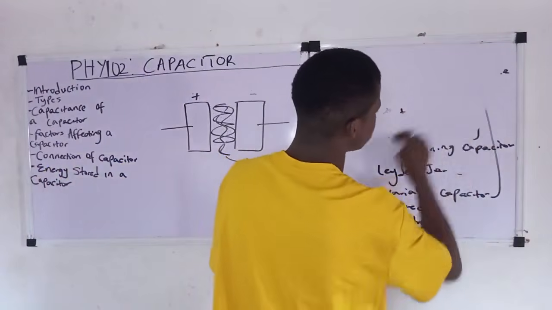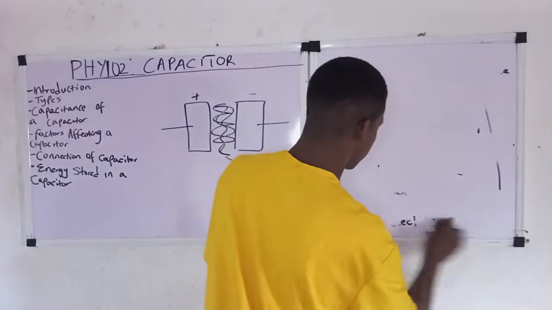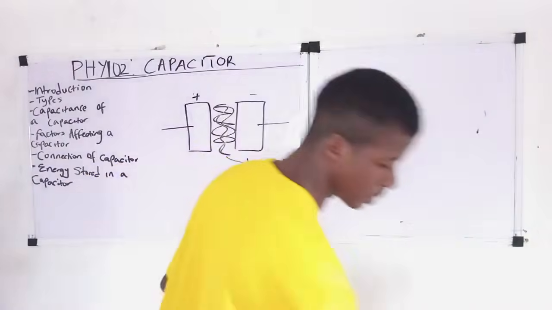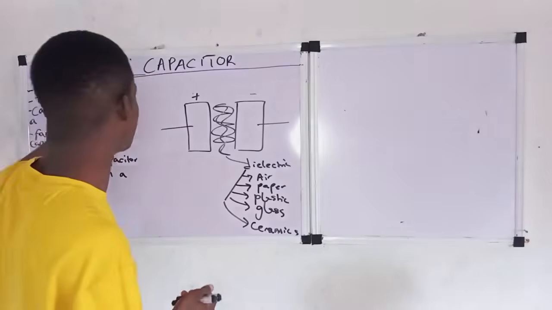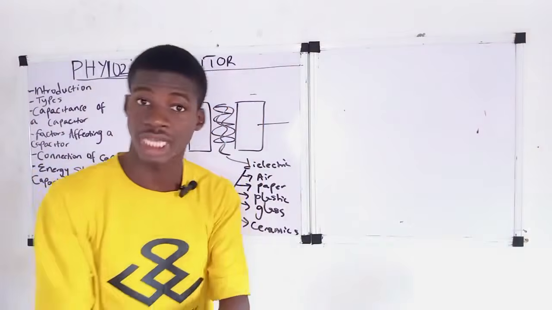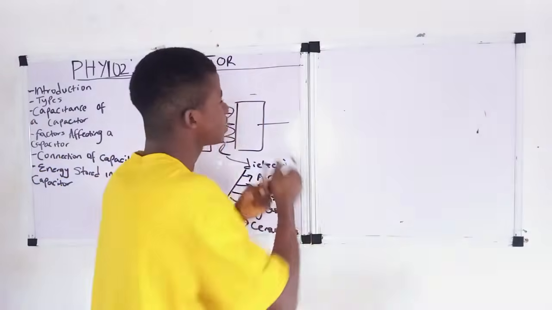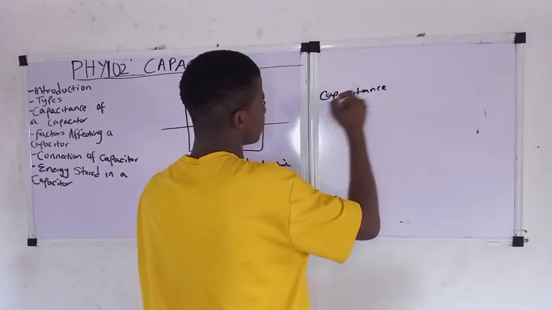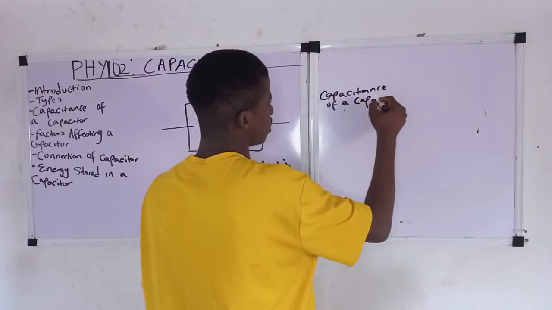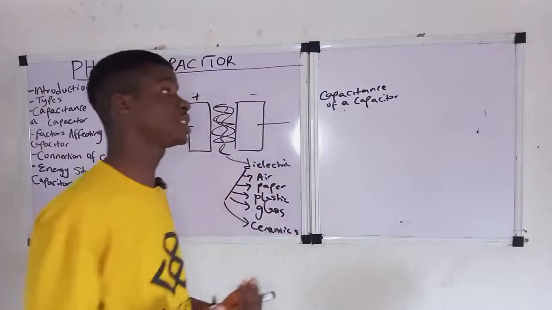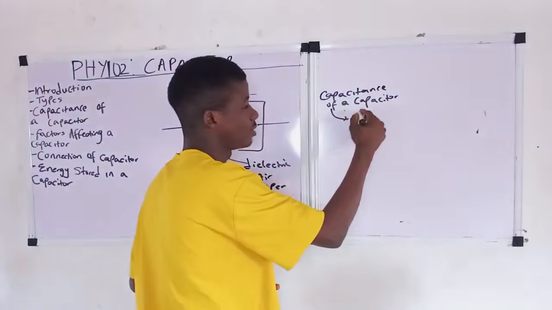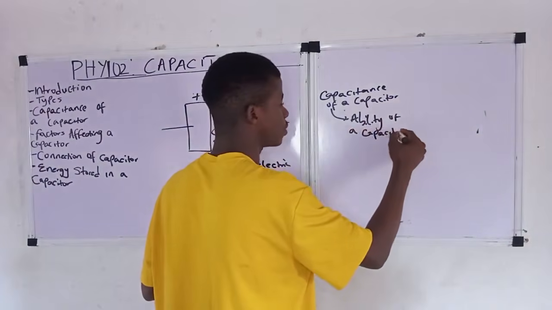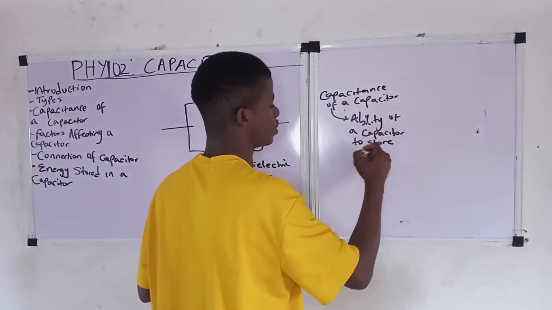Now let's move to the capacitance of a capacitor. What is the capacitance of a capacitor? Remember, a capacitor is a device that stores charge. Then what is capacitance? The capacitance of a capacitor is the ability of a capacitor to store charge.